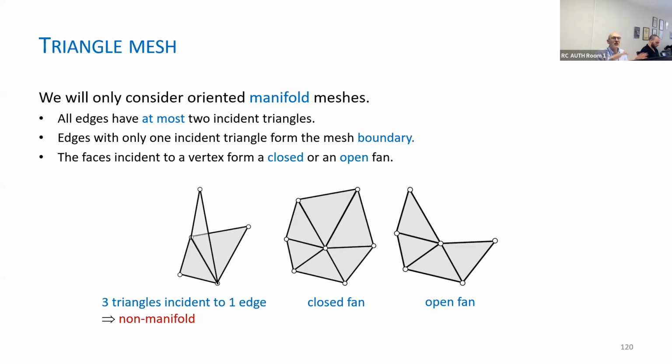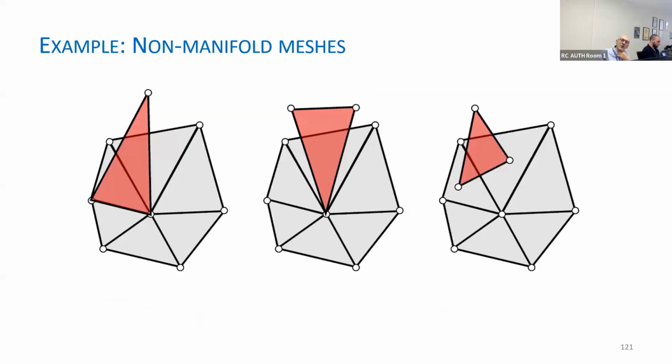So a manifold should be a surface, at least a 2D manifold, which can be assimilated to a sheet or something which is adjusted to the mesh. And then you see that for a vertex you can have a fan of triangles around it, or you can have an open fan if the vertex is on the border of the surface. And here you have additional examples of non-manifold meshes.